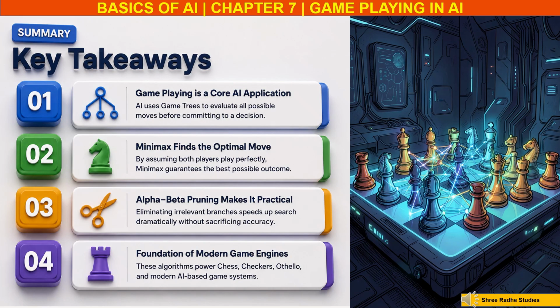Slide 10. Summary. Let's quickly revise today's chapter. Game playing is one of the most important applications of artificial intelligence. AI uses game trees to analyze possible moves before making decisions. The Minimax algorithm guarantees the best move by assuming both players play perfectly. Alpha-beta pruning improves Minimax by eliminating unnecessary branches, making the algorithm much faster without changing the final result. These concepts are widely used in chess, checkers, Othello, and many modern AI-based game engines. Understanding these algorithms gives us a strong foundation for learning advanced artificial intelligence techniques.